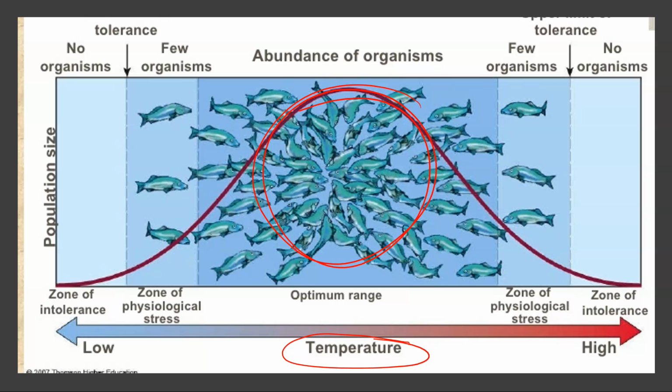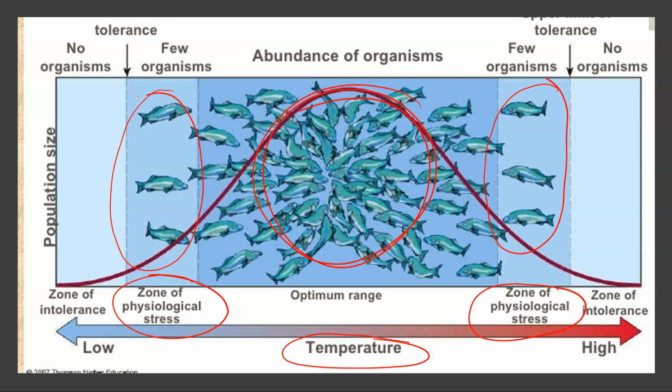Now we can go on either end of that optimum range and still find some of that organism, but probably far fewer. We would call that the zone of physiological stress. So there's an optimum range of temperature for this particular fish species. If we go to the higher end of what that species can tolerate, there are a few organisms that seem to tolerate it just fine, but it's certainly not where that species does best. The same thing would happen at the low end of that spectrum. So we call that the zone of physiological stress.